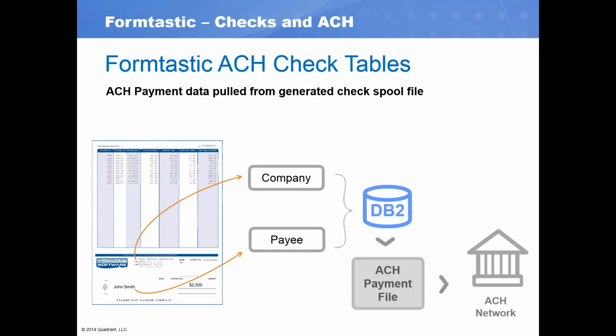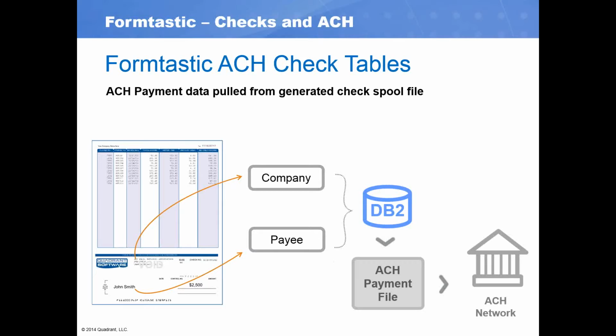Now, Formtastic can process ACH payments. To process one, Formtastic actually pulls the necessary information right out of the spool file, such as the company, which would be the payor, and the recipient, or the payee. Additional information for these fields, like the bank account number or routing number, is stored in a DB2 table that automatically populates into the ACH payment. That way you can maintain a tight control over your payment information.